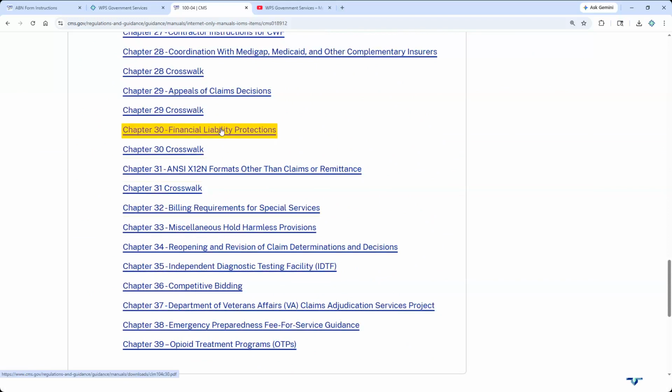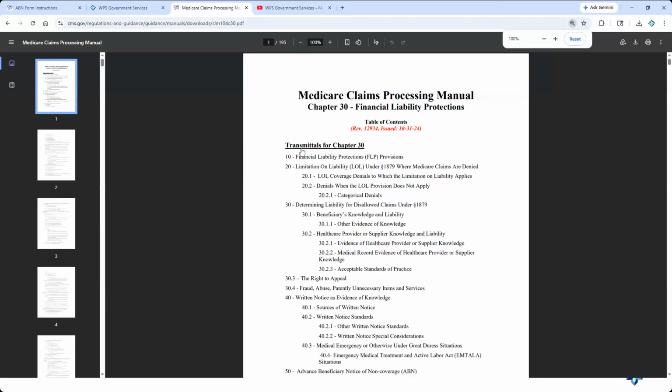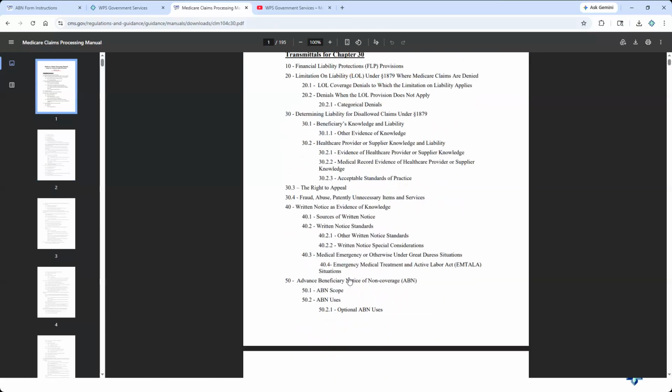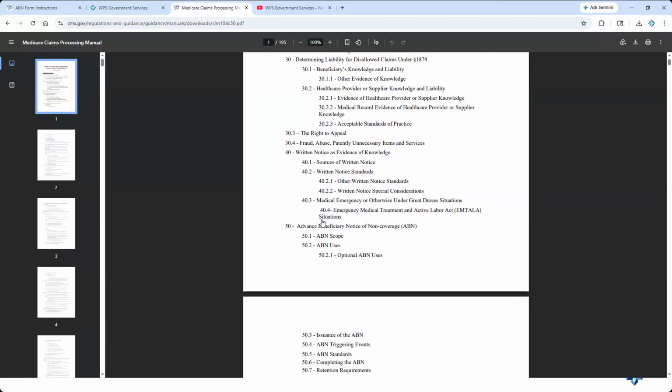When we open chapter 30, we can read the different sections on what we're looking for and which one we want. If you don't want to read through all these different sections, and you want to find section 50, you can also use the edit, find, or the Control F feature. Okay, so that's what we got there.